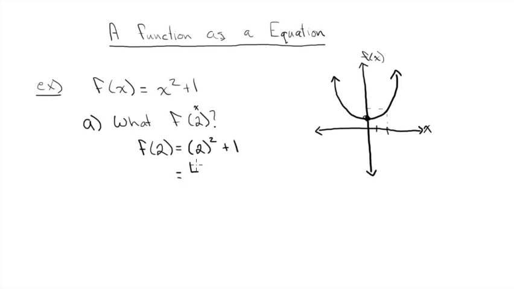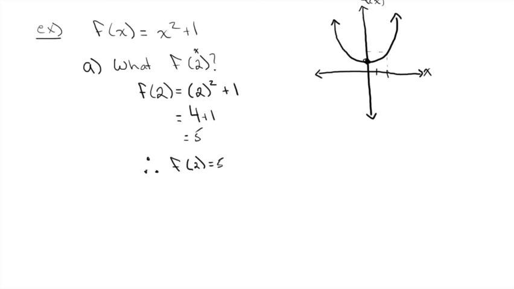So we have 4 plus 1 equals 5. So therefore, f at 2 is equal to 5. And you could do this for any value in the domain of f. And the good thing is now we don't need to use the graph. You can be more accurate using the equation than you would with the graph.